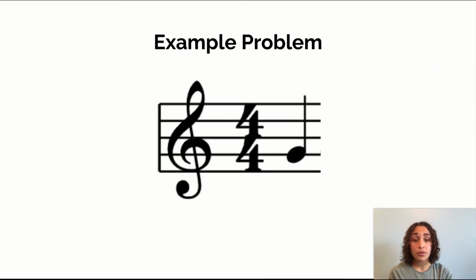Now that you have your mnemonic device to help you, let's do some practice problems. So we need to figure out what the name of this note is. We know that it's on the treble clef, and we know that we can use our mnemonic device, starting from the bottom line and going up, to help us figure this out.